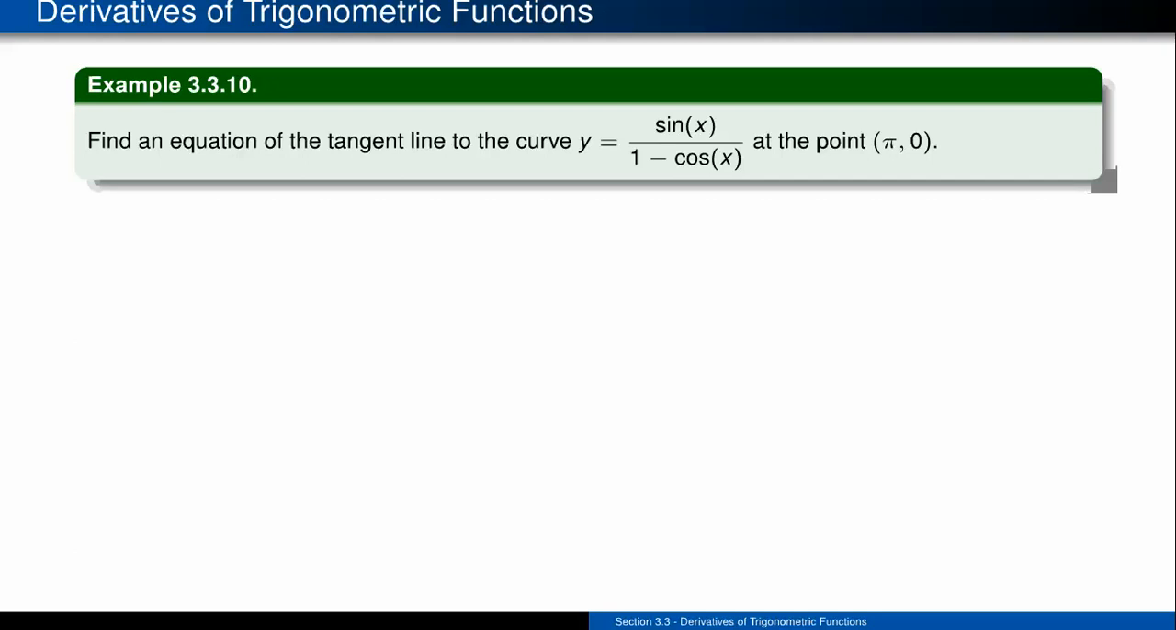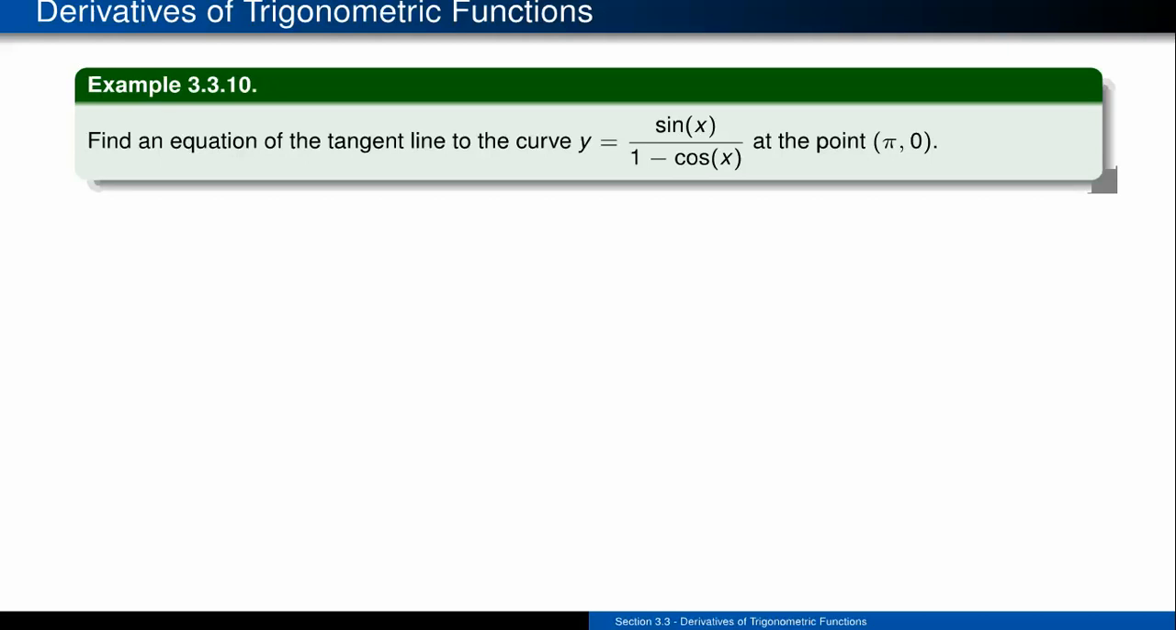Alright, so in this example, we're again going to be given some curve. In this case, it's y equals sine of x divided by 1 minus cosine of x. And we're asked to identify the tangent line to this curve at the point (pi, 0). This is a problem that we've seen a few times. It's come up in a few different sections, and the process is always exactly the same.